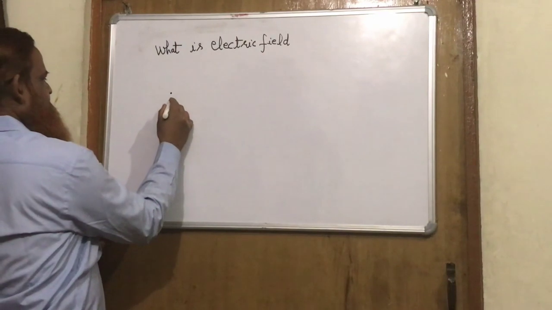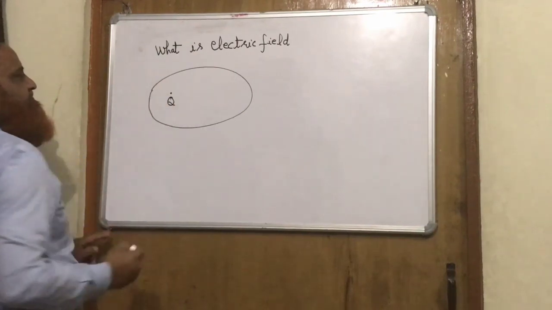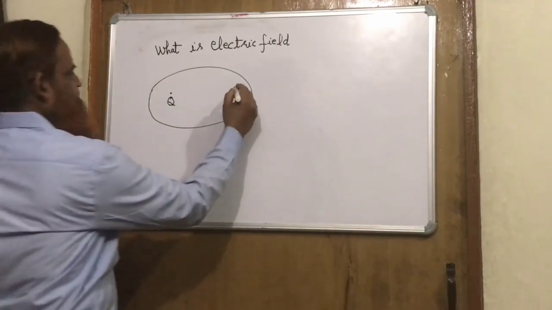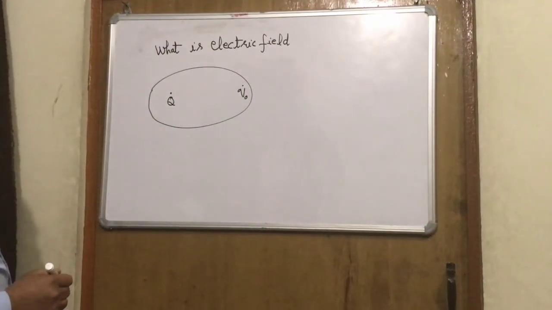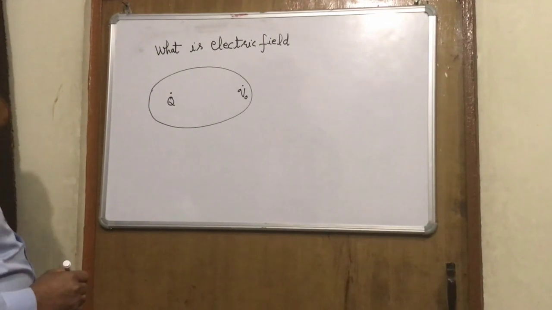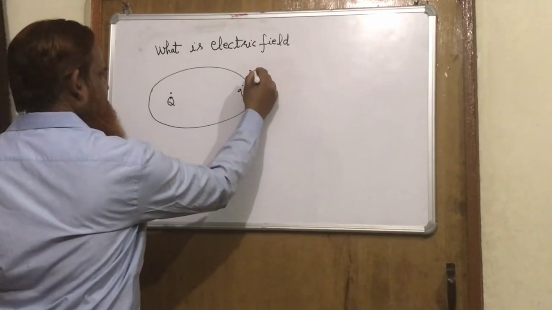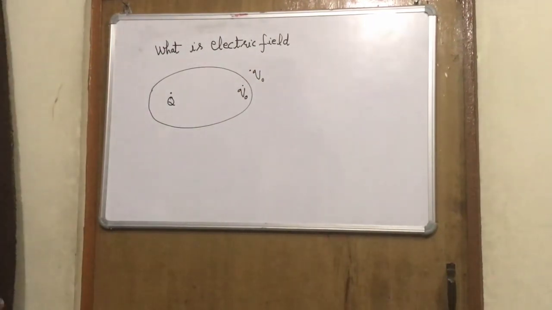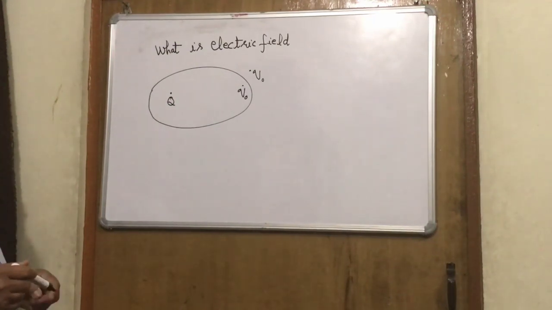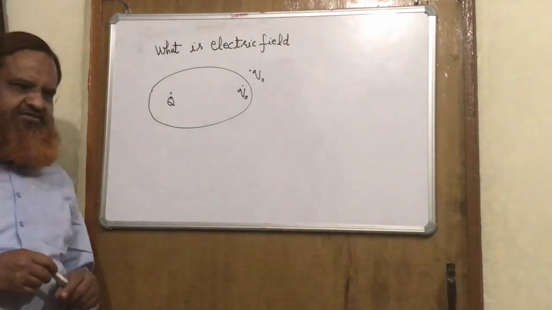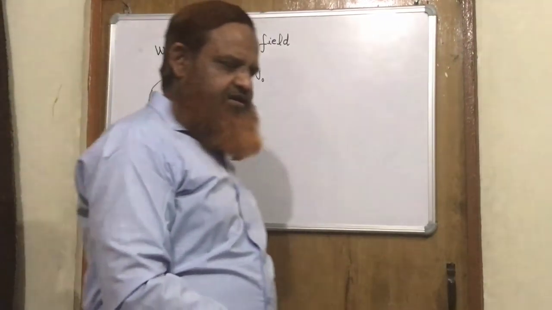For example, here there is a charge q and there is a space around it. If within it we put any other charge q naught, then it will experience a force. It may be attractive or repulsive. But if we put this charge q naught outside this field, then there will be no force experienced. So the space around a charge in which any other charge experiences a force is known as electric field.